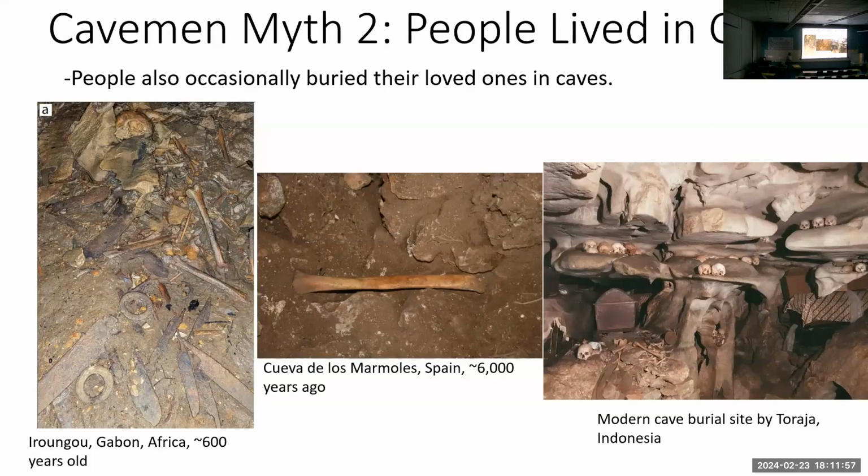Okay? So you can find cave burial, like this one, kind of sort of recently from Africa, from 600 years old. This one is from Spain, about 6,000 years old. And then this is a modern indigenous group, the Taraha people of Indonesia, that still bury their loved ones in caves that they live close to. So this is where they would bury their loved ones.